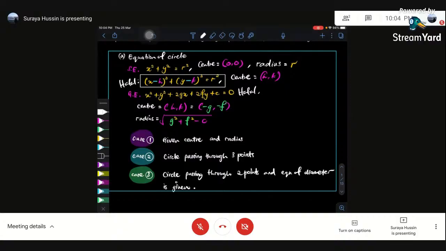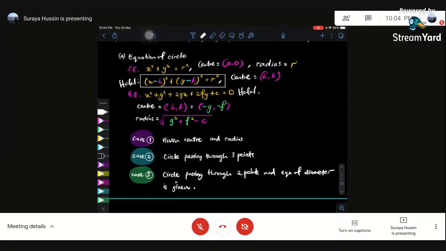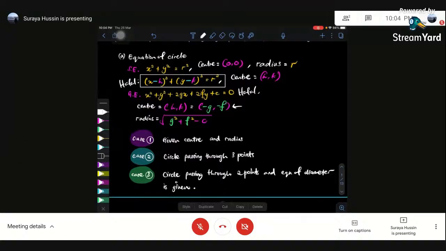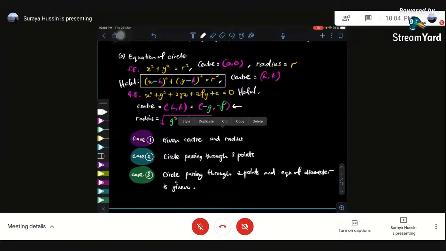Centernya adalah HK, masih sama, tetapi penulisan di sini sudah berlainan. Dia adalah 2G, dan 2F. Okay, so your center right here is not about the 2G and the 2F, but your center is about negative G and the negative F. And here, radius di mana untuk GE, untuk general equation, you have this radius. You must hafal this. This is very important. Square root of g squared plus f squared minus c.